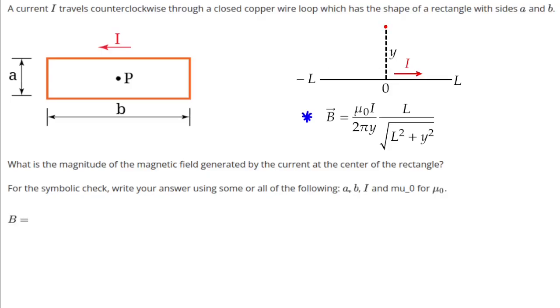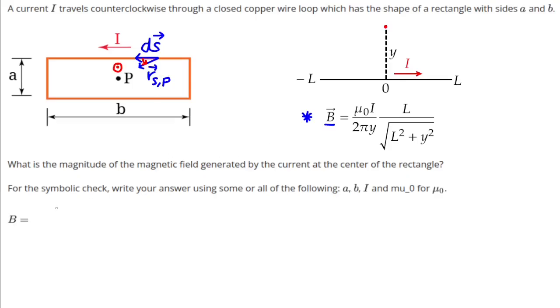So starting with the top part of the loop, we draw our differential length vector in the direction of the current, and our radial vector from our source to point P points in this direction, so that's our unit vector r_SP. And we see by the right hand rule that the cross product between ds and r_SP will give a magnetic field that points outside the screen in the positive k direction.